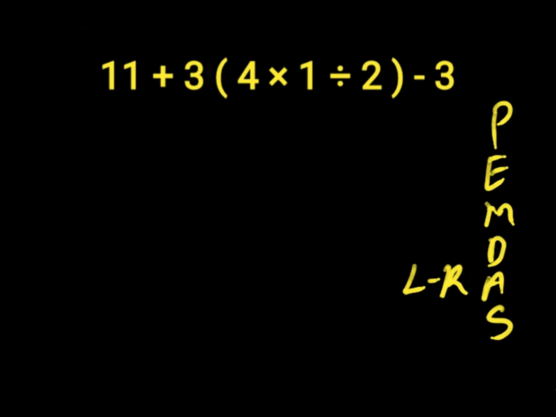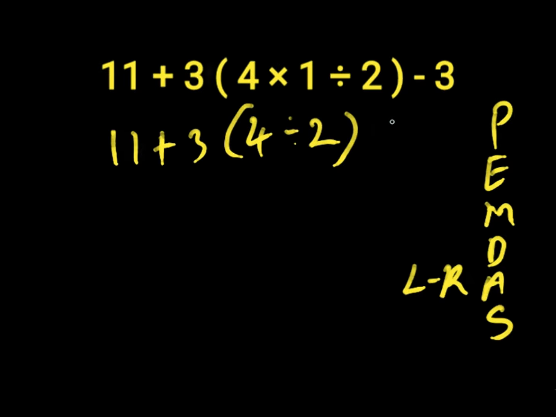First of all, we solve our parentheses, which is 4 times 1 divided by 2. 4 times 1 will give us 4, then divided by 2. Then we'll put it down in our parentheses. Then we have 11 plus 3 minus 3. So 4 divided by 2 will give us 2. Then we have 11 plus 3 times 2 minus 3.